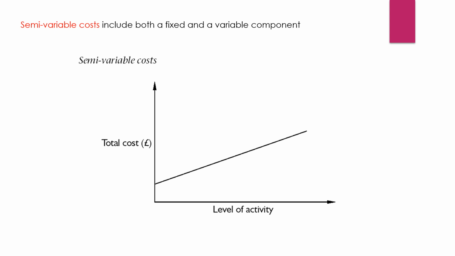Semi-variable costs include both a fixed and a variable component, such as telephone charges, power, and port charges. There may be a fixed charge plus an additional cost based on the usage.